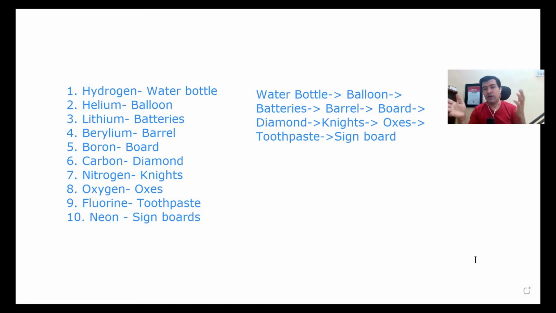So this way, water bottle, balloon, batteries, barrel, board, diamond, knights, oxes, toothpaste, and signboard will give you your complete story. And this one story will give you hydrogen, helium, lithium, beryllium, boron, carbon, nitrogen, oxygen, chlorine, and neon. Okay. So these are your first 10 elements. This way you can learn your first 10 elements. Isn't it very simple, right? This way you can make stories and you can learn the first 10 elements: hydrogen, helium, lithium, beryllium, boron, carbon, nitrogen, oxygen, chlorine, and neon. Okay.